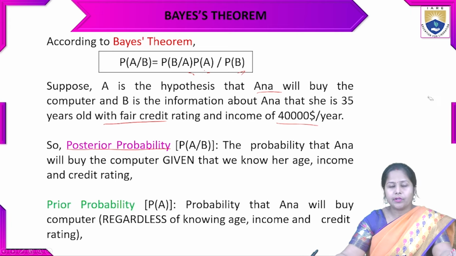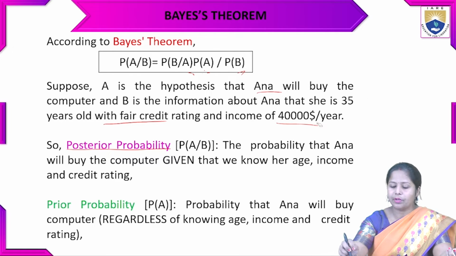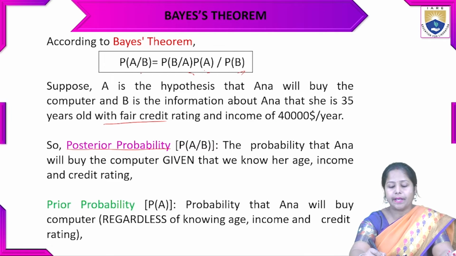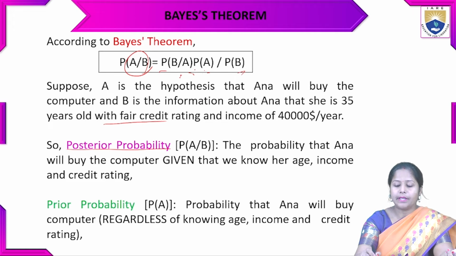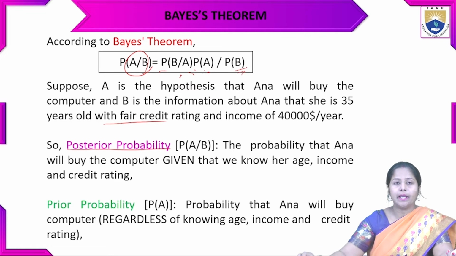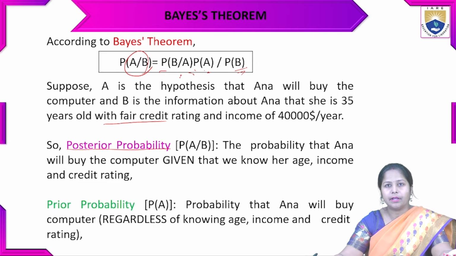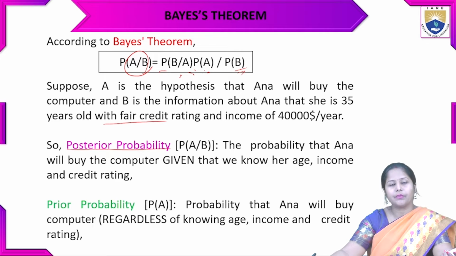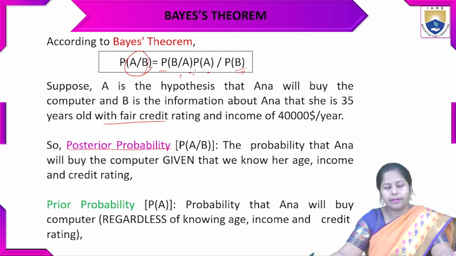Now, according to the Bayes theorem, what is the Bayes theorem? That is P(A given B) is equal to P(B given A) times P(A) divided by P(B). So that is nothing but the Bayes theorem. It comes from conditional probability and joint probability.